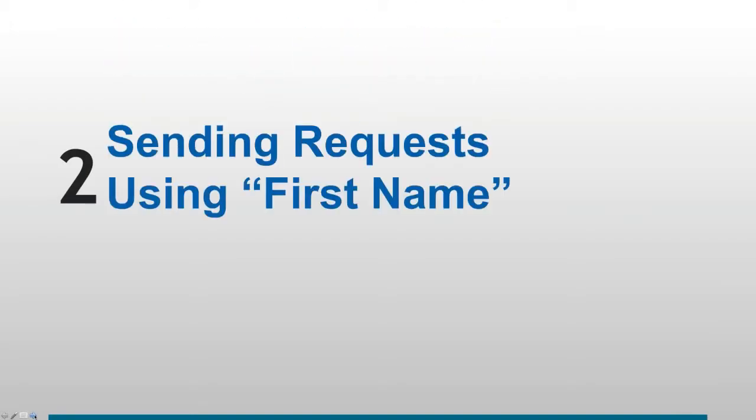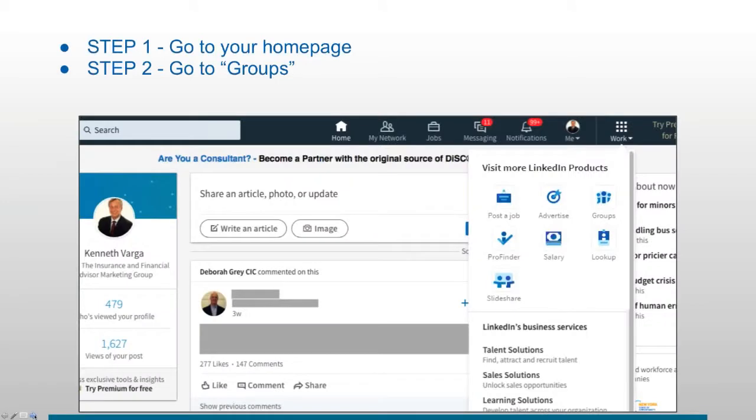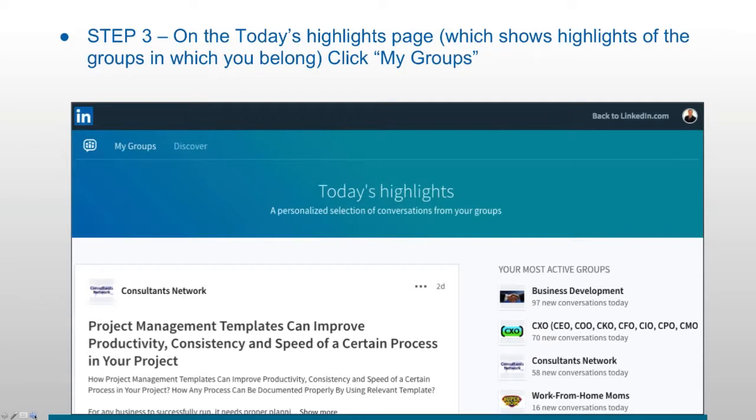All right, now, here's the second part, sending requests using the first name. The only difference between this and the letter method is that you're actually going to be typing names in. So you're going to go through the same thing. You're going to go to the home page, and on the top right, where the 9 buttons are, where it says work underneath, you're going to click there, and then you're going to click on groups. Then on the highlight page, you're going to click on my groups on the top left.